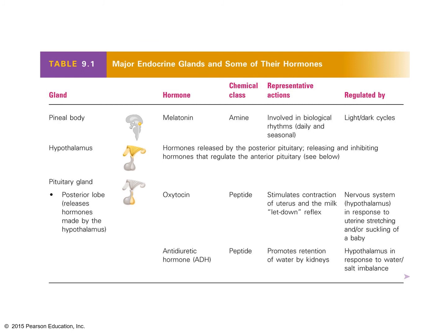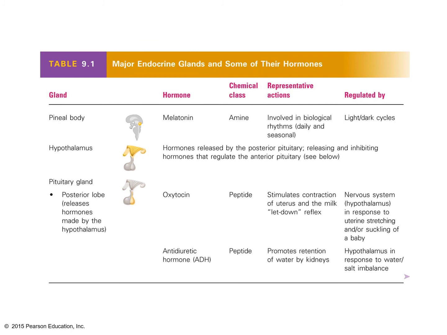This is going to be in the epithalamus. The gland, as you can see, is pineal body, shows you a picture of its location. The hormone that it secretes is melatonin. This is an amino class hormone, so it's an amino acid. What does it do? That's representative actions.